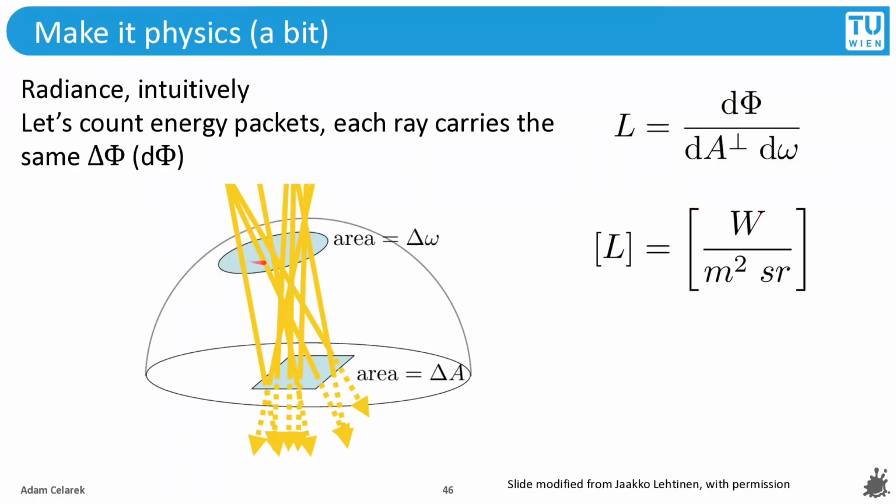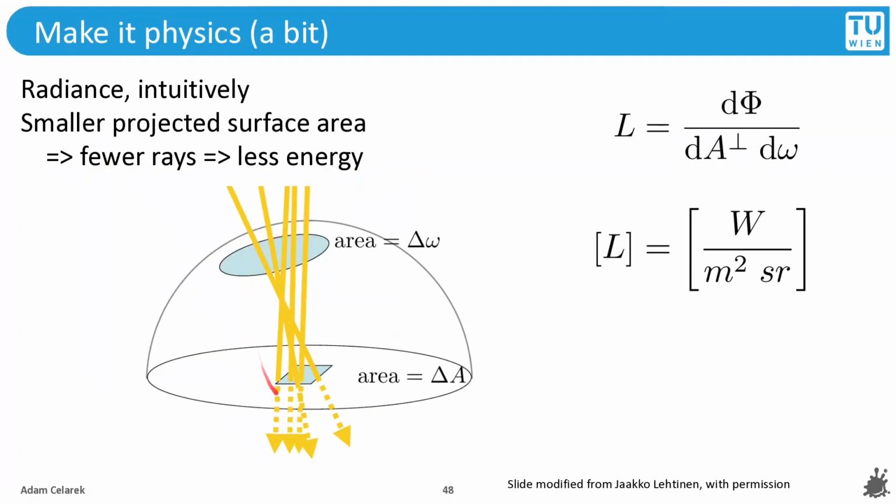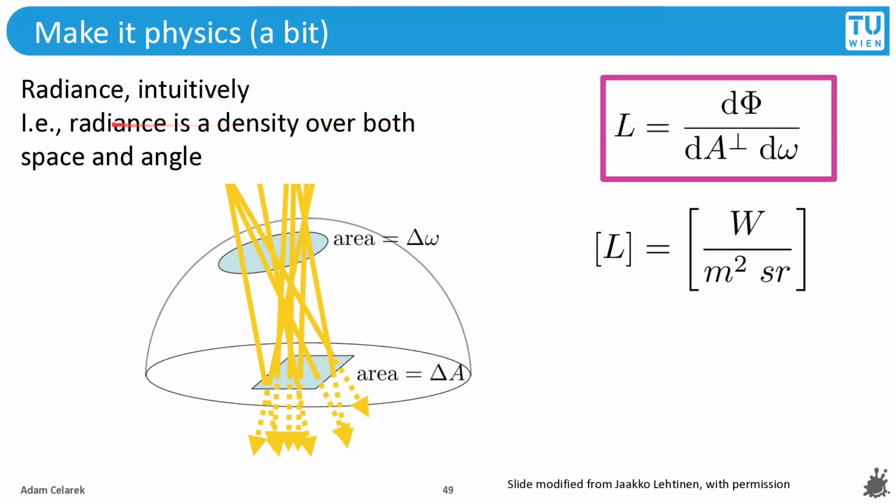Sorry for the different notation, the picture and formulas were taken from different sources. We have a small solid angle and a small surface patch. So we are counting the rays. When we make the solid angle smaller, we have fewer rays, so this means less energy. In the same way, when we make the area smaller, we again have fewer rays, and this again means less energy. So this means that radiance is a density over both space and angle.